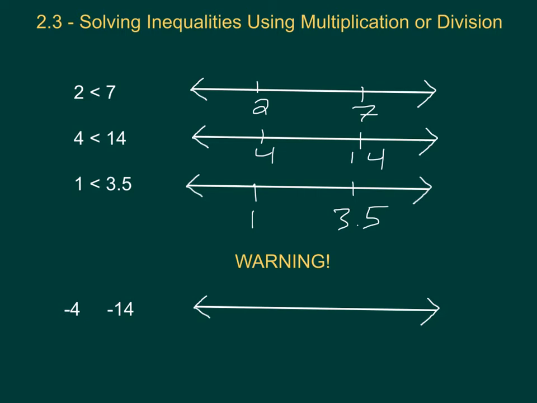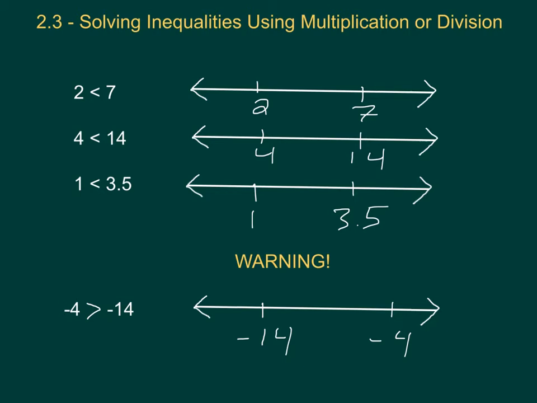Something changes if I multiply by negative 2. Take my original and multiply each side by negative 2, and I get 2 times negative 2 is negative 4, 7 times negative 2 is negative 14. Now on a number line, I see that negative 14 would go here, negative 4 would go to the right. So negative 4 is on the right. That means that negative 4 is actually greater than negative 14. So when I multiplied each side of my inequality by a negative number, in this case negative 2, I started with a less than, and it became a greater than.